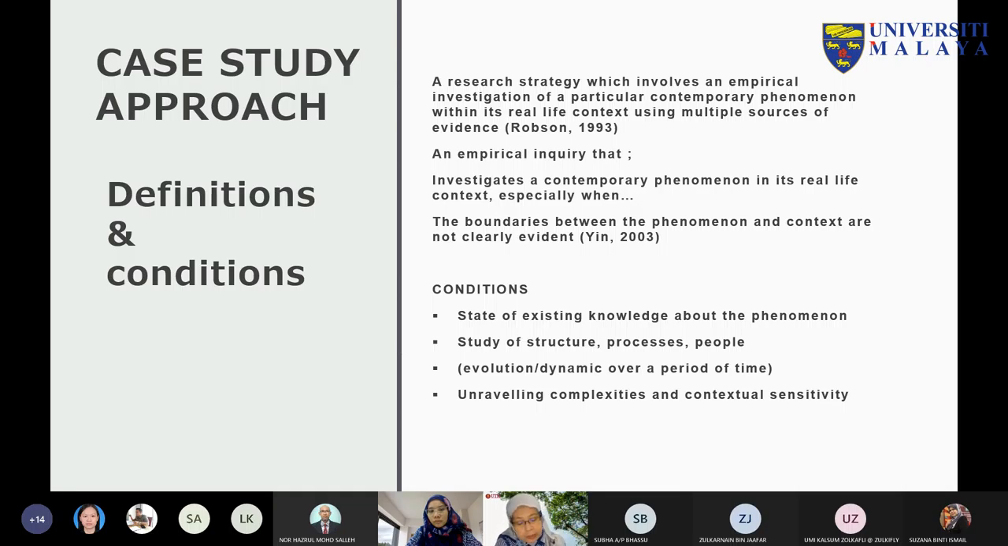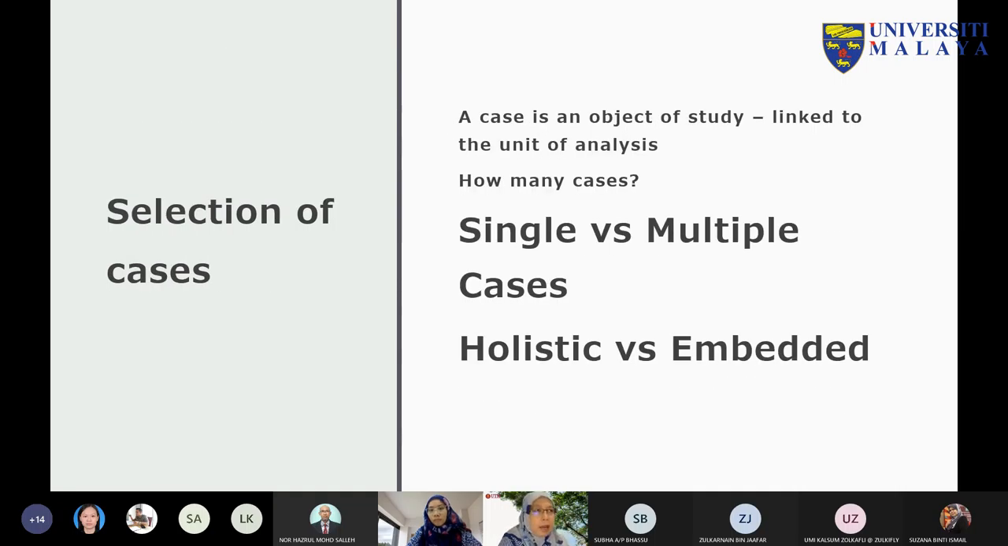Okay, so I will wrap up. I would like to briefly discuss by looking at this table, this figure. According to Yin, it's better to have more than one case. That means it's better to go for multiple rather than single. But if the case that you have chosen is specific, special, one of its kind, you better go for single.